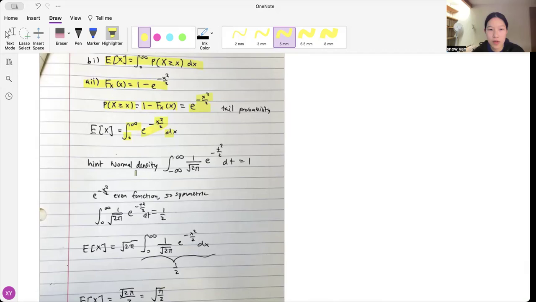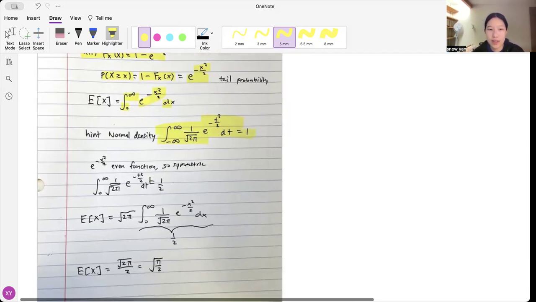And then from the hint, we know that the normal density of this thing over here integrates to 1, which is a very nice thing. And our form is somewhat similar, except that we're not going from negative infinity to infinity. We're going from 0, so we're halfway. And then they have a constant in front. So we realize that this function e to the negative x squared divided by 2, because it's x squared, it's an even function. So it has to be symmetric.